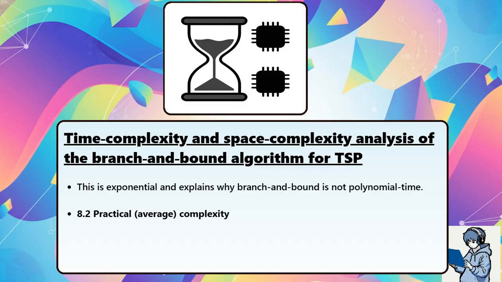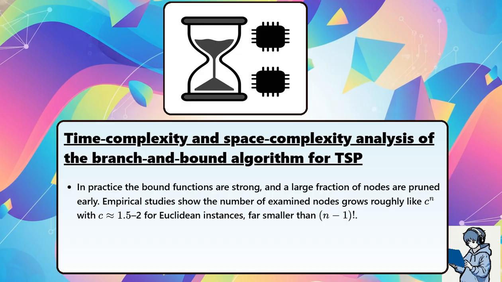Subsection 8.2: Practical average complexity. In practice, the bound functions are strong, and a large fraction of nodes are pruned early. Empirical studies show the number of examined nodes grows roughly like c^n, with c approximately 1.5 to 2 for Euclidean instances, far smaller than (n-1)!.